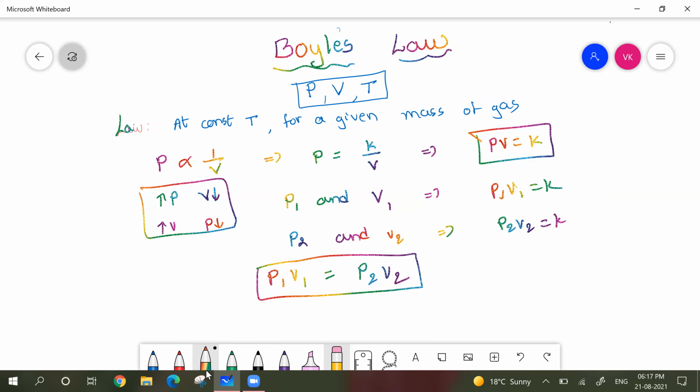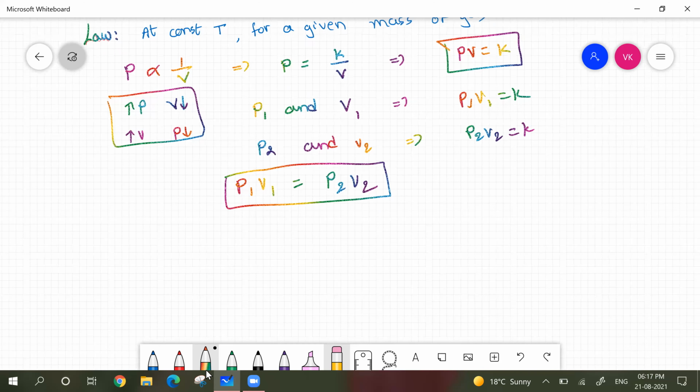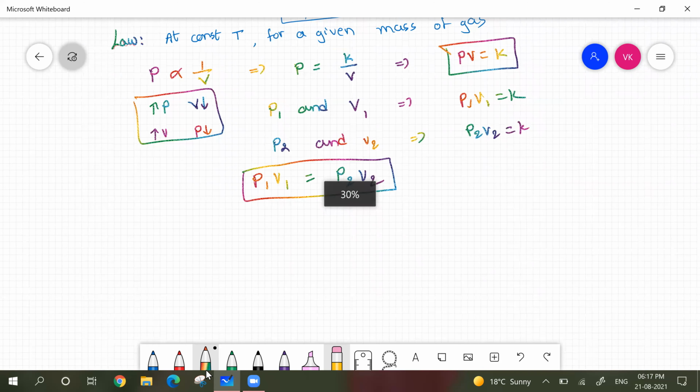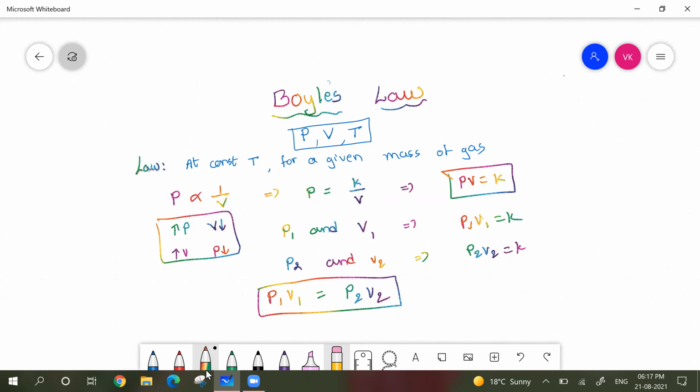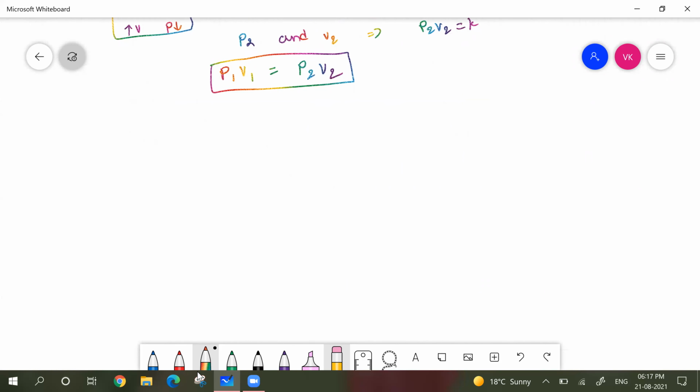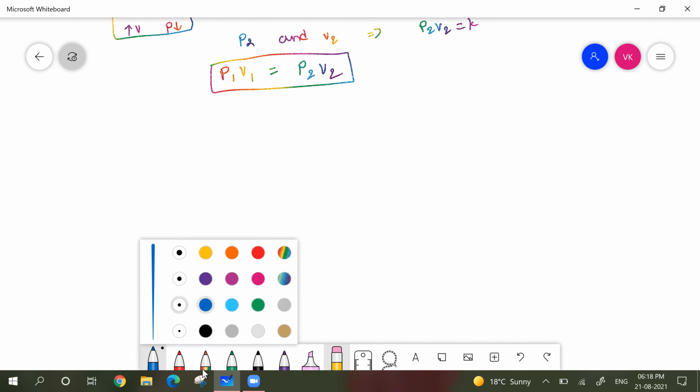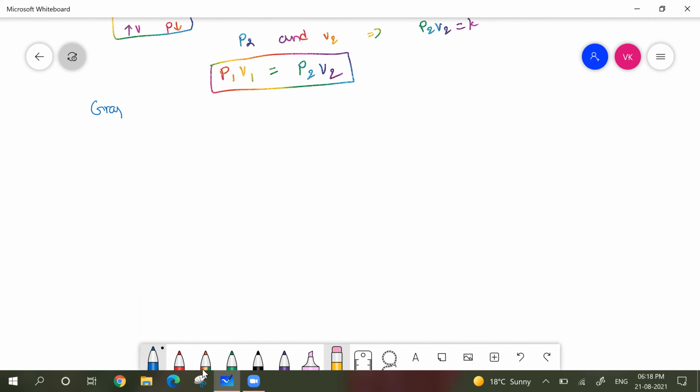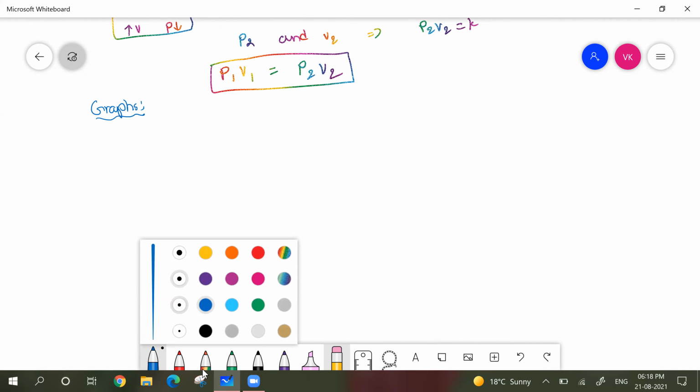Now let us discuss the graphs. What kind of graphs can we get with the help of this relation? I'm going to discuss four graphs here, and they may ask questions on those graphs. Let us see the first one.